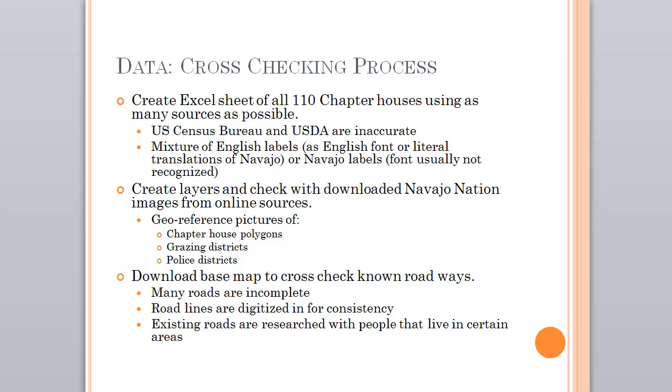Another thing that I did was create layers and check with downloaded Navajo Nation images. That was mostly because I wasn't sure if the USDA and the U.S. Census Bureau had all the information, because I kept getting new information from the interviews that I was having with local residents. So I georeferenced pictures from the NNDES. They gave me those sites, and I just georeferenced the pictures that I got from those websites. I downloaded base maps to cross-check known roadways.